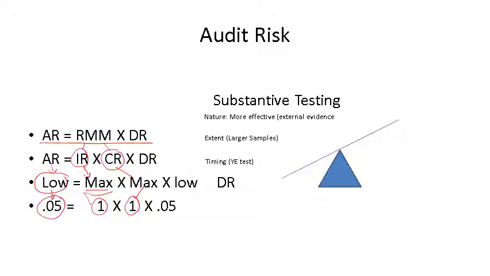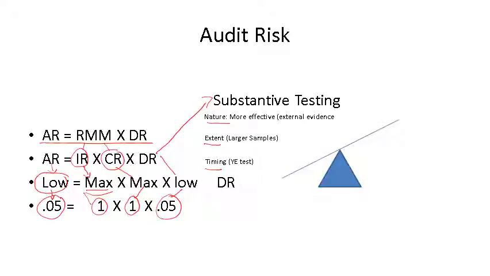So now what? Now we want to keep our detection risk low so that we can keep our audit risk low. So we set our detection risk at 0.05, obviously, so that our audit risk stays at 0.05. Now, how will we keep our detection risk low? Well, that will determine our substantive testing, and we're going to talk about nature, extent, and timing. We're going to get more into this in some of our other chapters, but just taking a look here.